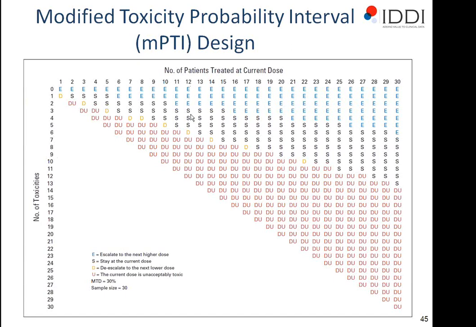On the other hand, if you would see 3, 4, or 5 DLTs out of 12 patients, you would stay at the same dose and you would treat the next patients at this dose. If you would have 5, 6 DLTs, you would have to de-escalate to the next lower dose, and you would have 7 or more DLTs.